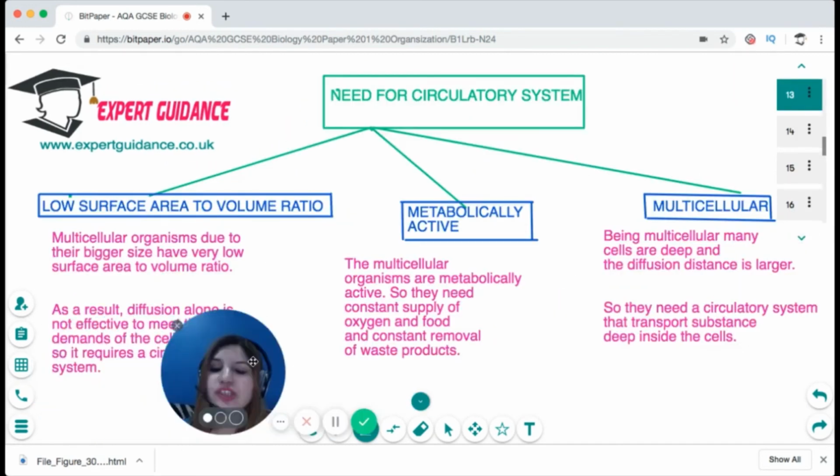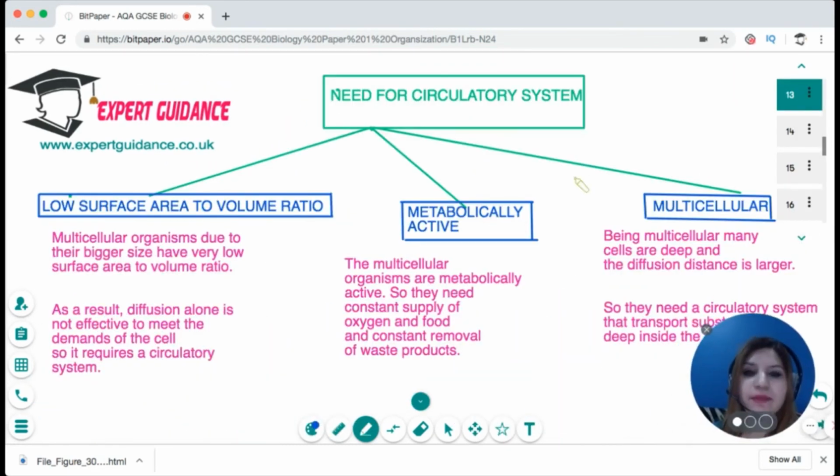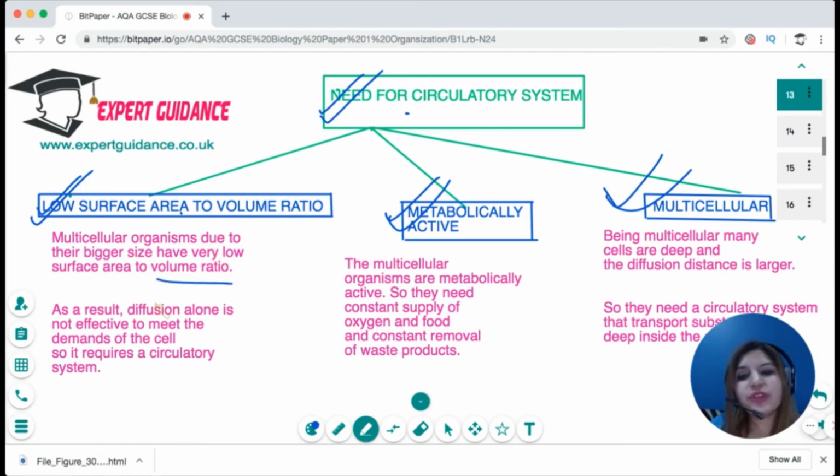Okay, so now we will talk about the heart, but before that we should know why we need a circulatory system. We need a circulatory system because we have a low surface area to volume ratio, we are metabolically active, and we are multicellular. Now, a low surface area to volume ratio is because we have a bigger size. As the size increases, the surface area to volume ratio decreases. And at such a low surface area to volume ratio, diffusion alone is not effective to meet the growing need of the body. Therefore, we need a circulatory system.